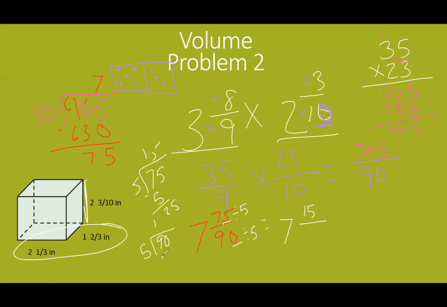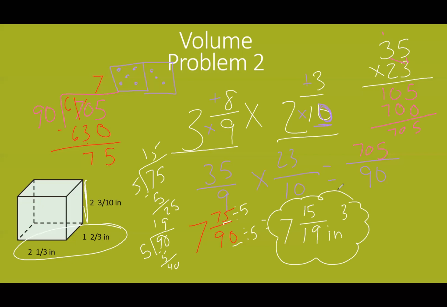We've got a 1, and 19. 15 over 19. 7 and 15/19 inches cubed, or cubic inches. That's going to be the volume.